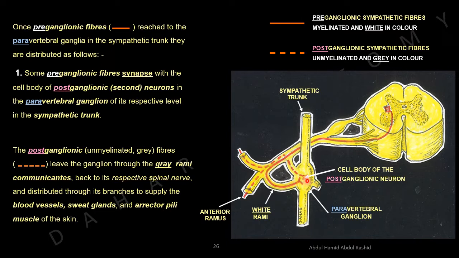So the postganglionic sympathetic fibers, which are unmyelinated gray fibers, will leave the ganglion through the gray rami communicants back into the respective spinal nerve and be distributed through the branches to supply the blood vessels, sweat glands, and erector pili muscles of the skin.